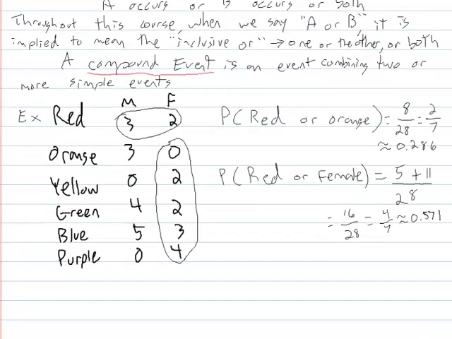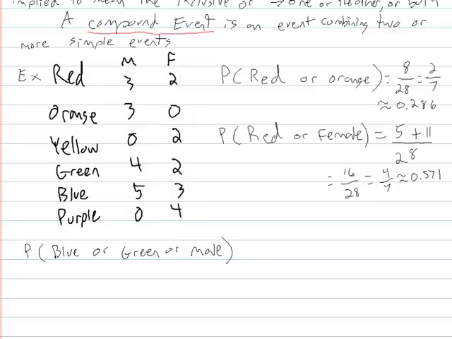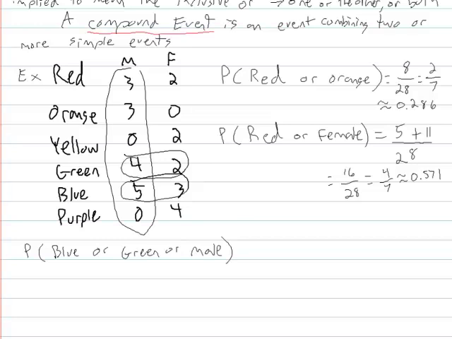Now, to further illustrate the need to not count people twice, let's look at another possible compound event here. Suppose I want to know what's the probability of selecting a person whose favorite color is blue, or whose favorite color is green, or a person who's male. Well, we have a total of 15 males, and then we have a total of 6 people who preferred green. We have a total of 8 people who preferred blue.